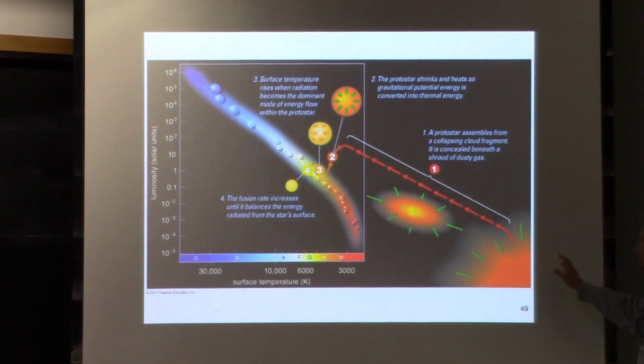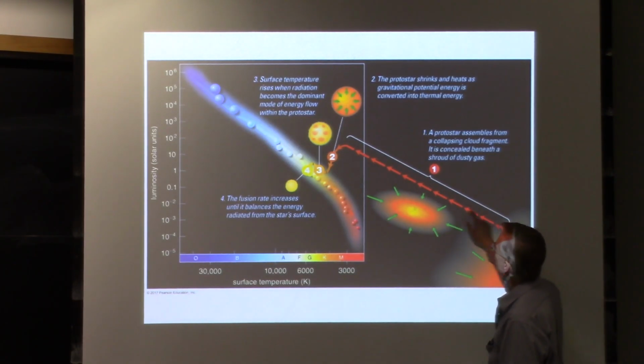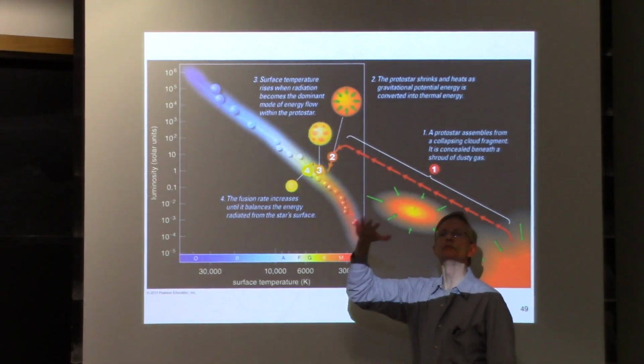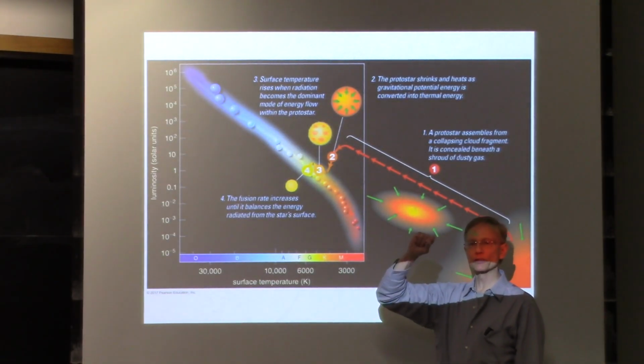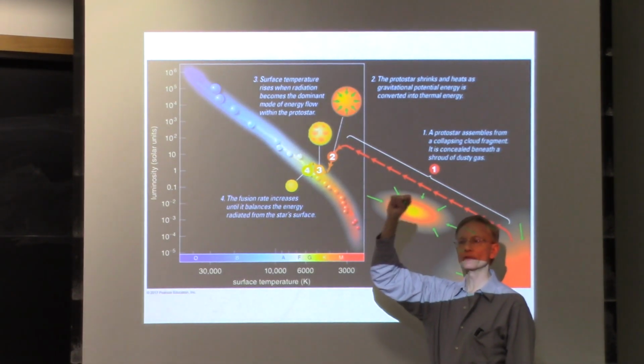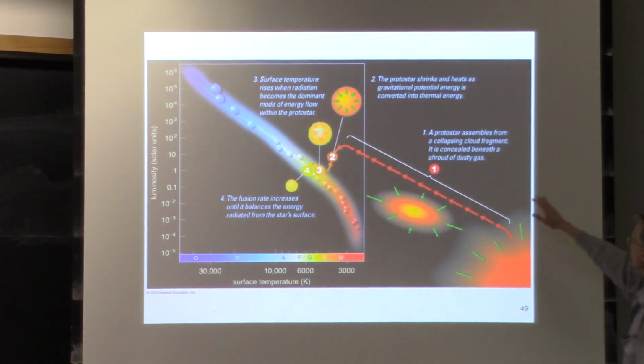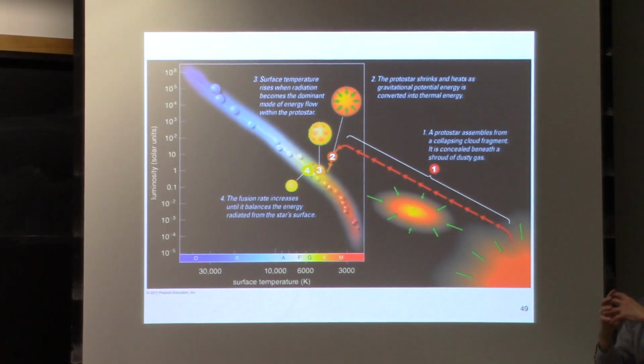Here is a kind of stylized 1 solar mass protostar evolutionary track, we say, right? The evolutionary track is the path that the point that represents a star follows on the HR diagram. So, 1, a protostar assembles from a collapsing cloud fragment. It is concealed beneath a shroud of dusty gas. We sometimes call that its cocoon, which is kind of a fun name.